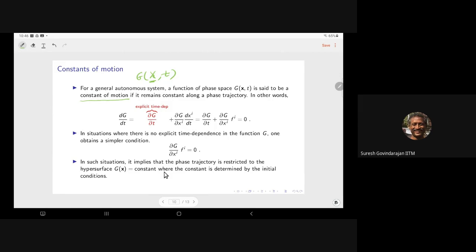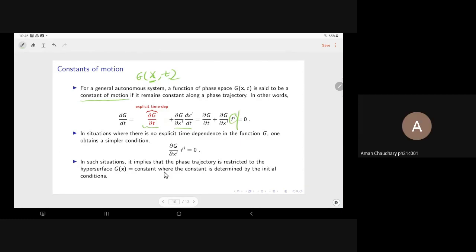We want to ask how g varies with time. So this is the explicit time dependence, which gives you a term like this, and then dg by dx times dx by dt. This is just the chain rule. This is the second term. But we know that dx by dt is given by phi. So until this point, it is just the statement of dg by dt. But if it is equal to 0, then we call it a constant of motion.